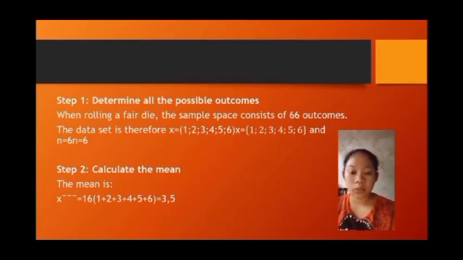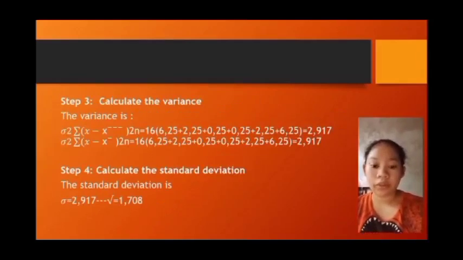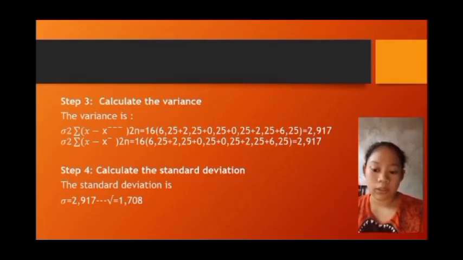Step 2, calculate the mean. The mean is x bar equals 21 over 6, because 1 plus 2 plus 3 plus 4 plus 5 plus 6 over 6 is equal to 3.5. Step 3, calculate the variance. The variance is sigma squared equals the sum of (x minus x bar) squared over n, which is 6.25 plus 2.25 plus 0.25 plus 0.25 plus 2.25 plus 6.25 over 6, equal to 2.917.